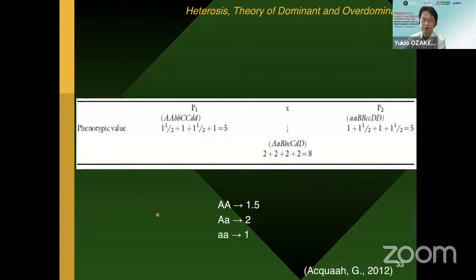To illustrate this phenomenon, consider a quantitative trait conditioned by four loci. Assume that recessive, heterozygote, and homozygote dominance contribute 1, 2, and 1.5 units to the phenotypic value, respectively. Heterozygosity has the highest trait value of the three genotypes.